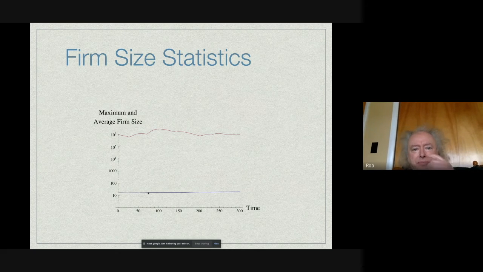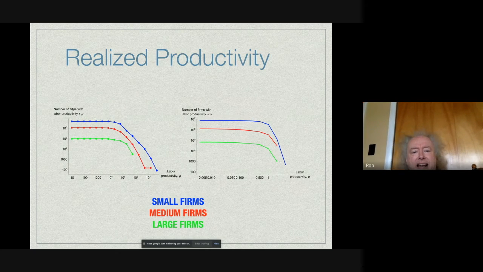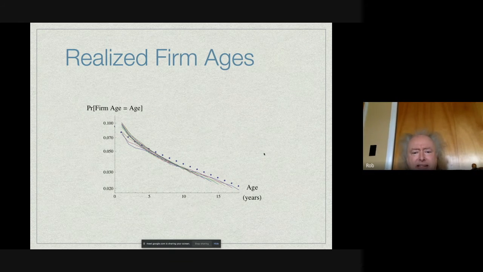Productivity. The data on the left are from the real economy. On the right is what comes out of our model. We're also getting this heavy tail based on small, medium, and large size firms. It's not exactly the same thing, but it looks comparable, qualitatively at least. The colored lines here for ages are the data I showed you, and the dots are what comes out of our model. And so it has the right shape. It's off by a little bit, but it's pretty close.